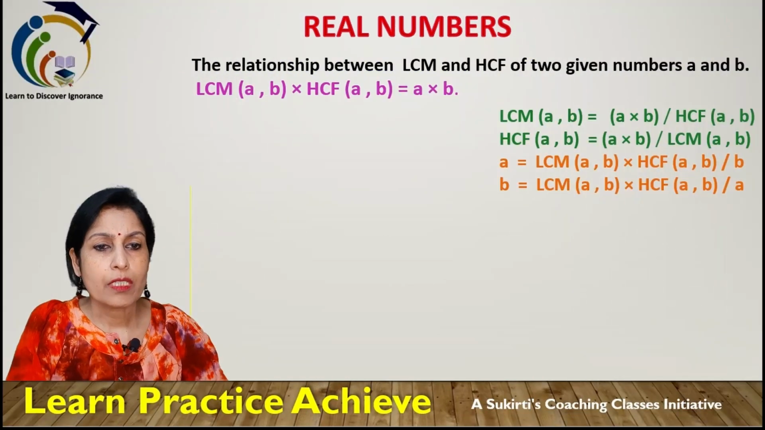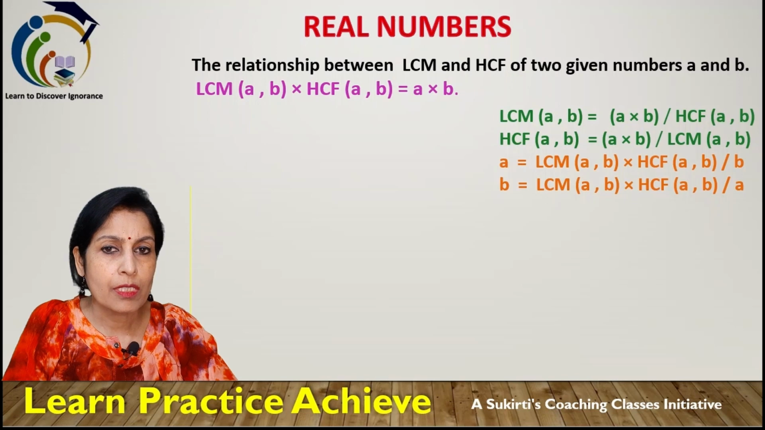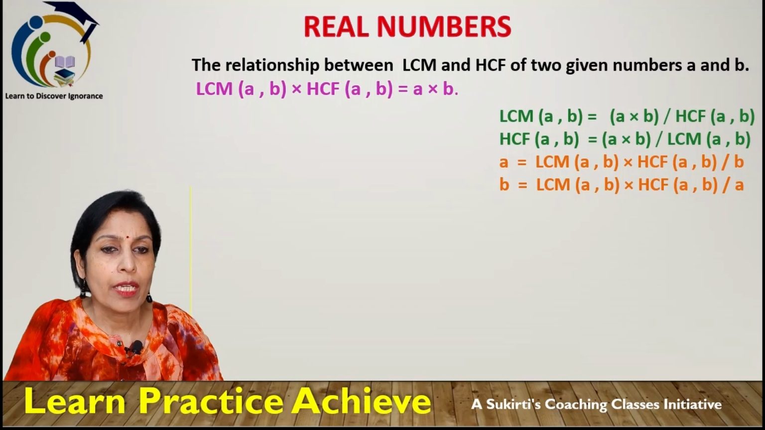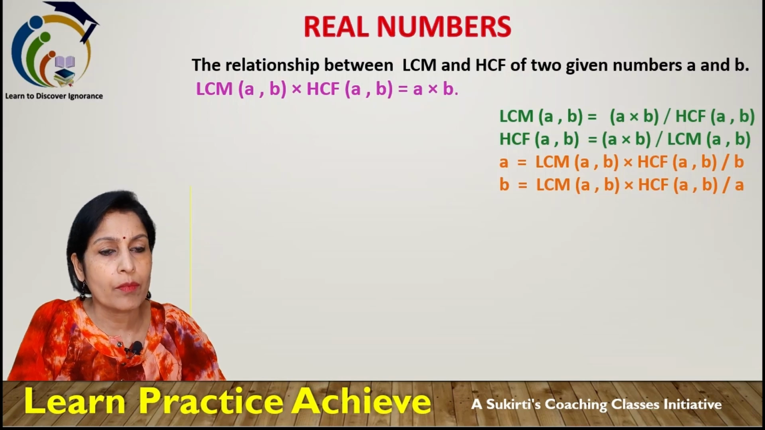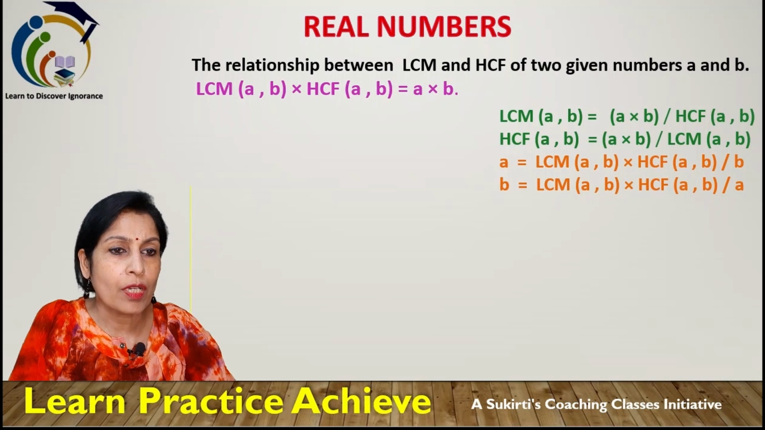Clear? Now we will discuss the relationship between two numbers, their HCF and LCM. Okay. So suppose any two given numbers are A and B. So LCM of A and B, when we multiply with HCF of A and B, we will get the product of A and B. So from this formula, we can derive these four formulas.